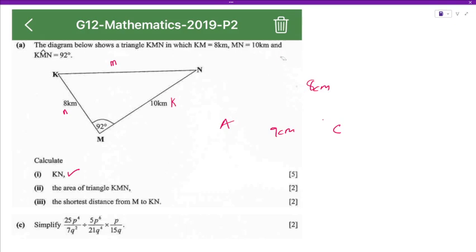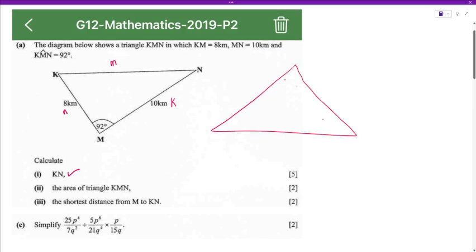But in case I forget, it doesn't mean that they'll only give you this format, where they say, okay, this is 100, this is 7 centimeters, this is 8 centimeters, this is triangle ABC.